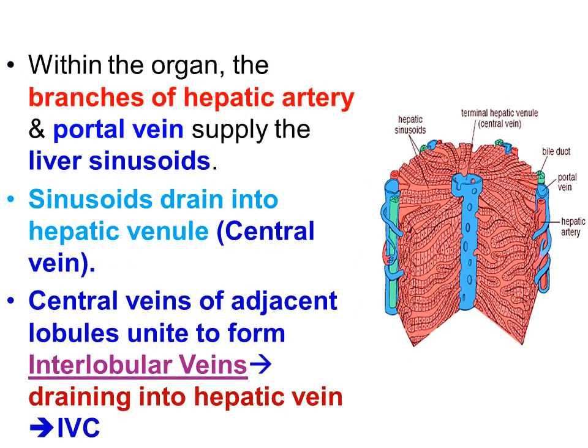Within the organ, the branches of the hepatic artery and the portal vein supply the liver sinusoids. Sinusoids drain into the hepatic venule, ultimately draining into the central vein. The central veins of adjacent lobules unite to form the interlobular vein, draining ultimately into the hepatic vein and into the inferior vena cava.